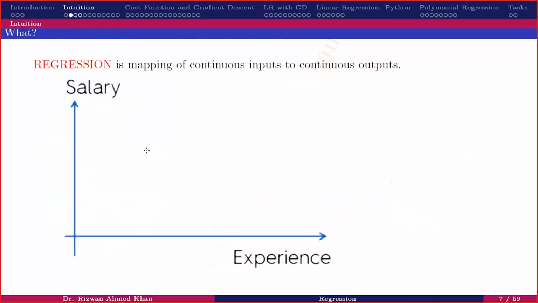So I'll briefly go through the last lecture. Regression is the mapping of continuous inputs to a continuous output, or the output is real valued. In classification, output is discrete valued. In regression, output is continuous valued.